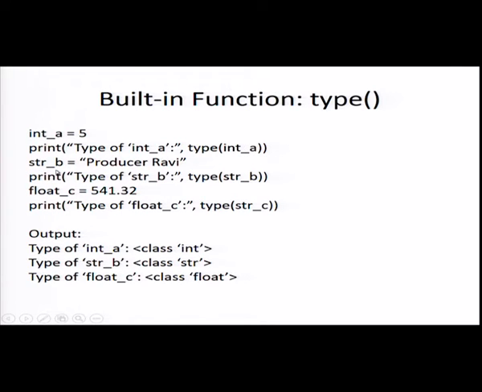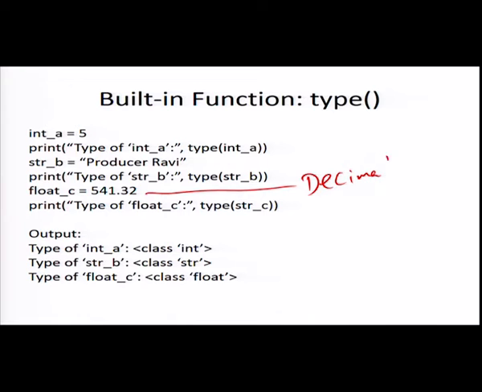str_b is another variable equal to, and I am giving it in terms of a string. If I am going to give it as a string, it should be within quotes. So, within quotes I am typing producer Ravi. If I close the quotes after producer Ravi, and print type of str_b, then it will say what this producer Ravi is about, what this identifier holds, whether it holds a string or an integer. Then float_c equal to some number, 541.32, where float determines the decimal value.